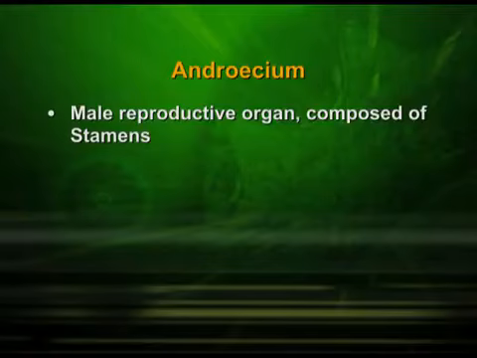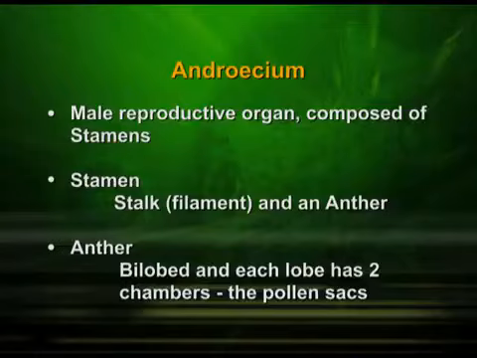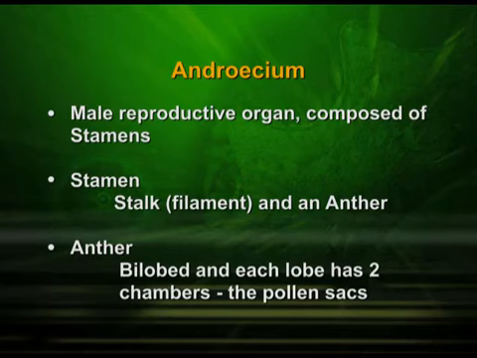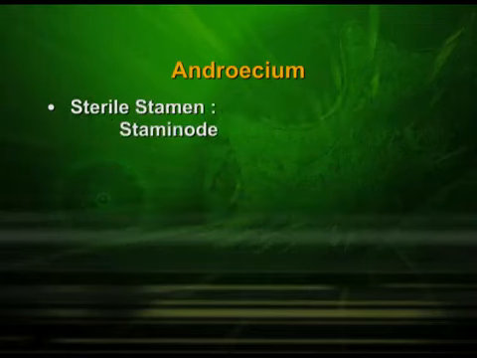Androecium. Androecium is the male reproductive organ, which is composed of the stamen. If we have a look at this small structure, we will see the slender stalk, which is the filament, and the tip portion, which is known as the anther. The pollens are found in the anther. The anther is bilobed and each lobe has 2 chambers, the pollen sacs. A sterile stamen is known as a staminode.